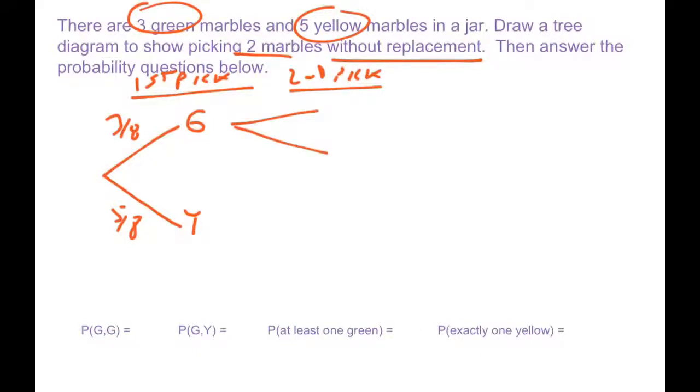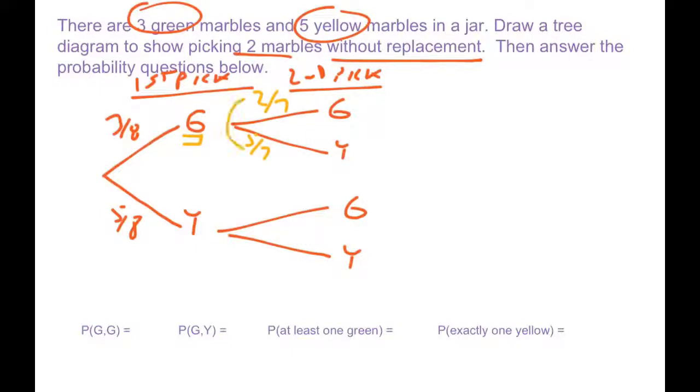All right, then we have our second pick. My second pick, I could still pick a green or a yellow. Still pick a green or a yellow. Because even though I'm not replacing, I still have green and yellow marbles. All right, so if I picked a green first, and there were 3 out of 8 green, I now only have 2 green and 7 marbles, 2/7. If I picked the green first, then I still have 5 yellow, but I only have 7 marbles, 5/7.